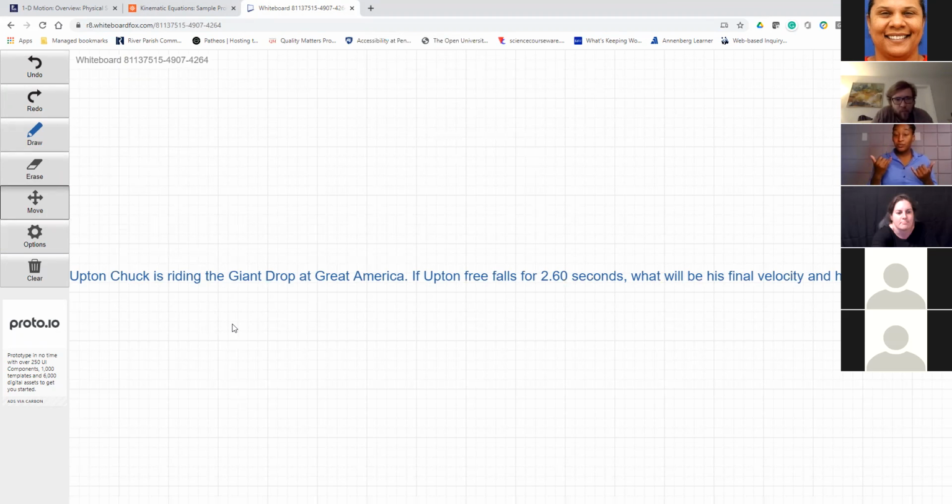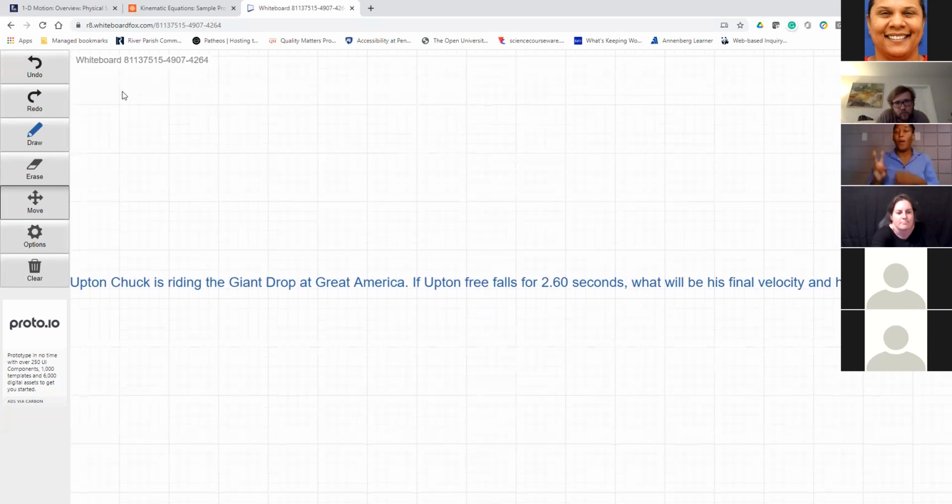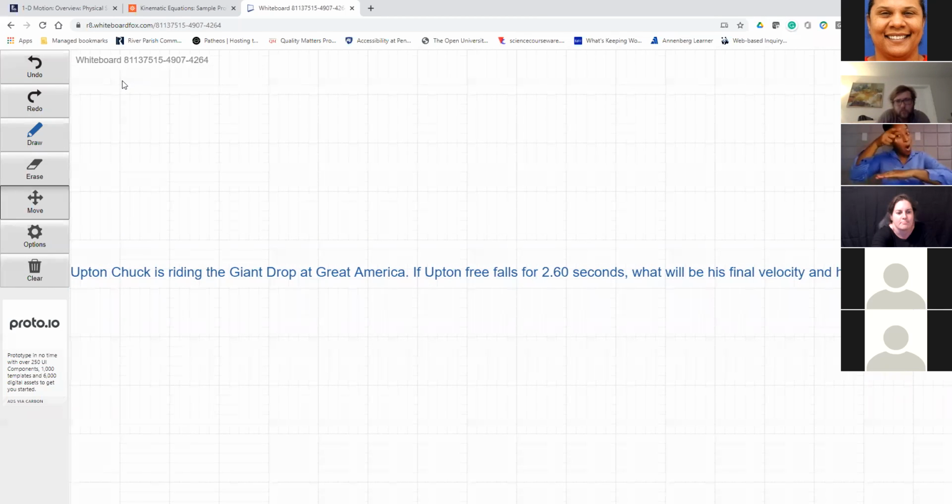Now we're going to an example of free fall. It says here, Upton Chuck is riding the giant drop at Great America. I imagine this is some type of amusement ride where you fall. If Upton free falls for 2.60 seconds, what will be his final velocity and how far will he fall? Okay, so this is what we have to remember about our free fall scenario.